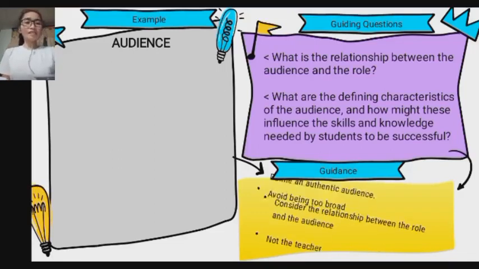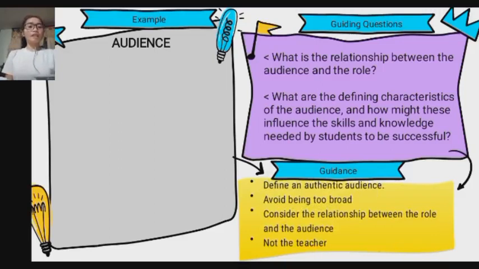Okay, so the guidance: define an authentic audience. Avoid being too broad. In considering an audience, we have to avoid being too broad about crafting an audience for our project-based assessment. Next, consider the relationship between the role and the audience, and it should not be a teacher.